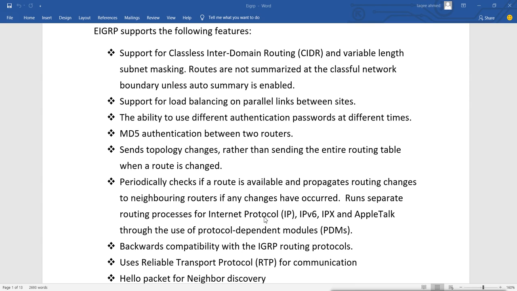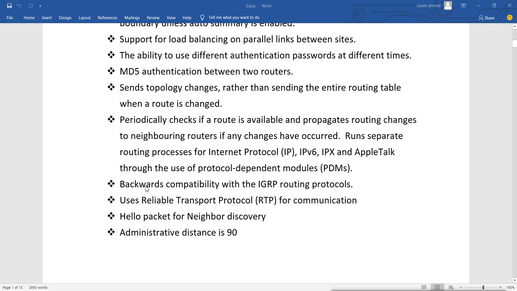OSPF and RIP can support only IP or IPv6, but EIGRP can support IP, IPv6, IPX and even AppleTalk through the use of protocol dependent modules. This is called PDM. So if you want to support IPX or AppleTalk, you basically need protocol dependent modules that depend on these different protocols. Normally we use IP, but in case we need, we can use IPX and AppleTalk also. It is supported here, which is not supported in RIP or OSPF.